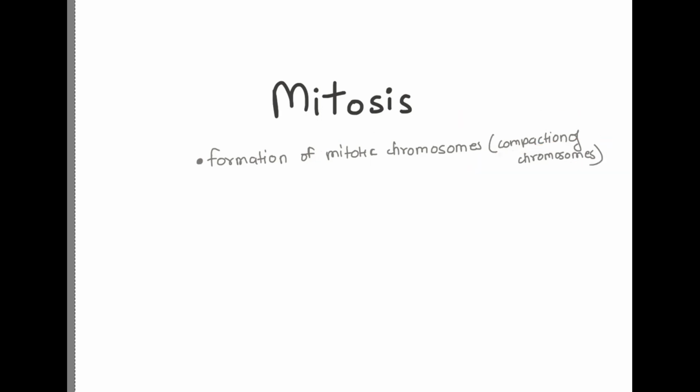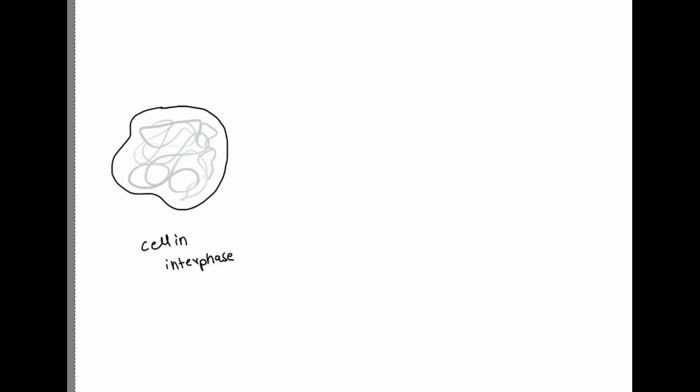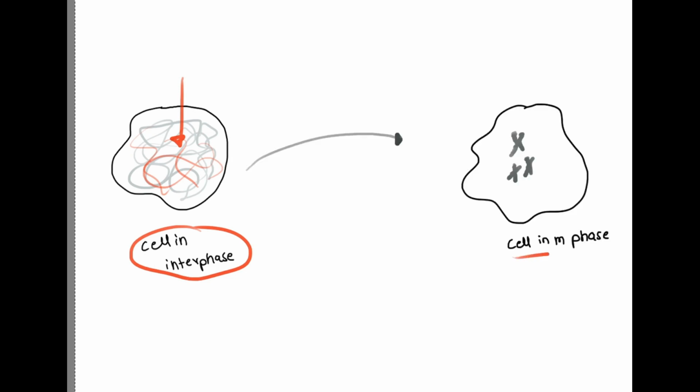If you look at this cell in the interphase here, you can see that most of the DNA in the interphase of the cell cycle is quite thread-like and dispersed all across the cell. But as soon as the cell progresses to the M phase, you can see that the DNA is much more compacted and much more neatly organized. Now the question here is how and why does this happen?